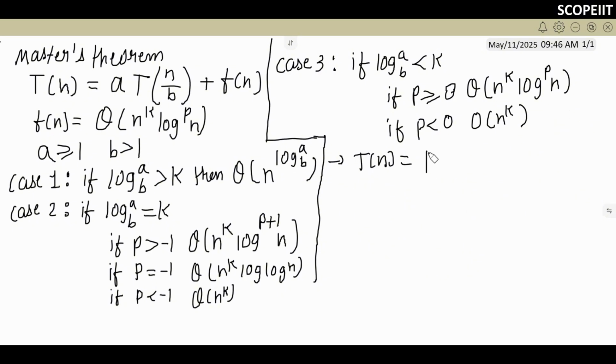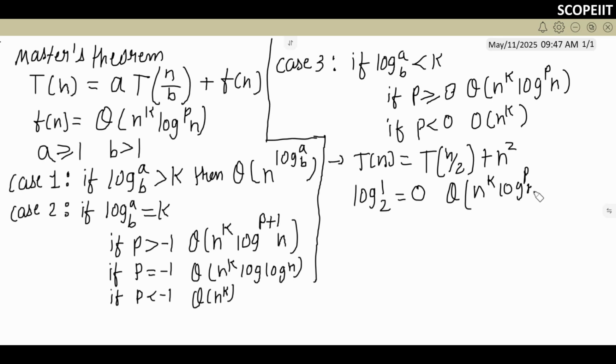T(n) = T(n/2) + n square. Now here log a to the base b. What is my a? A is not given, that means we'll take it as 1. What is b? b is 2. Now in this type of question, when the upper value of the log is lesser than the lower one, we'll take this value as 0. Then again, the same theta of n to the power k log to the power p of n. We have n square here, so my k will become 2.